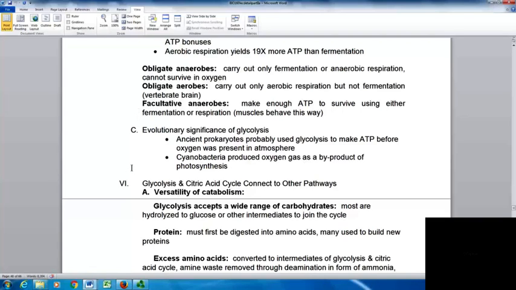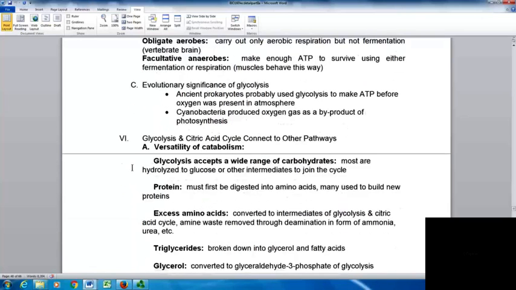The evolutionary significance of glycolysis. Ancient prokaryotes probably used glycolysis to make ATP before oxygen was present in the atmosphere. The cyanobacteria produced oxygen gas as a byproduct of photosynthesis, and allowing this oxygen to start to build up in the atmosphere would allow the development of aerobic respiration.